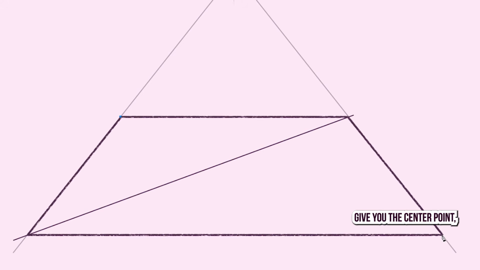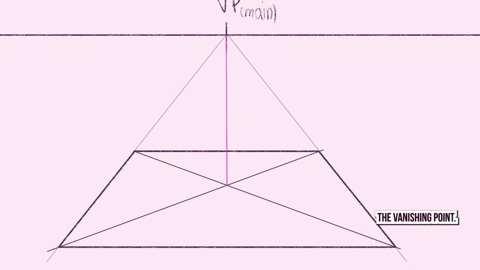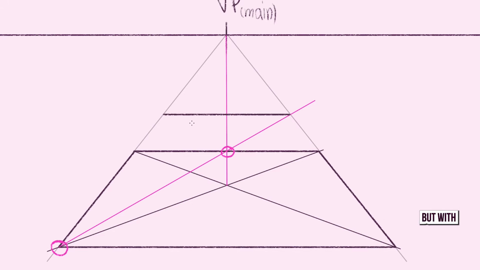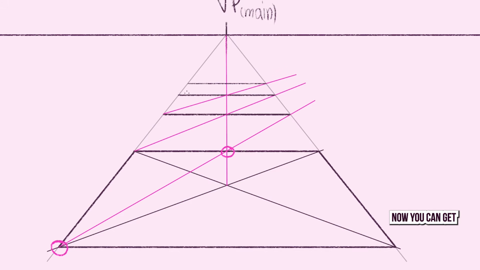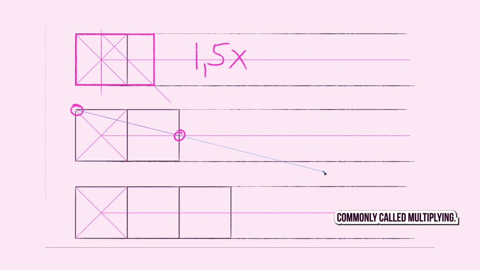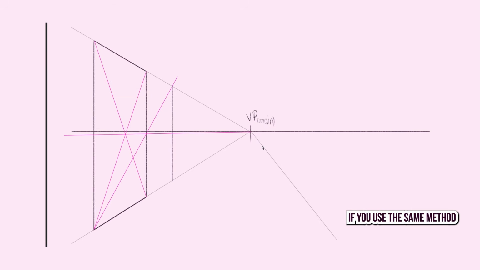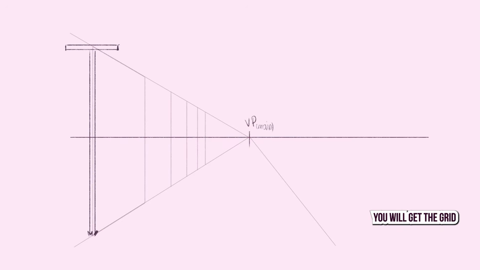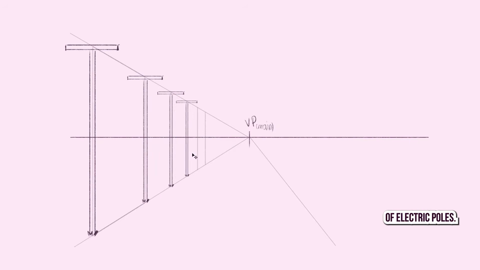Two diagonals give you the center point, which allows you to find the middle line. But this time, send it to the vanishing point. The diagonal through that midpoint gives you the same distance, but with perspective shortening. Now you can get the exact size of tiles in perspective. The method is commonly called multiplying. If you use the same method vertically, you'll get the grid for the row of electric poles.